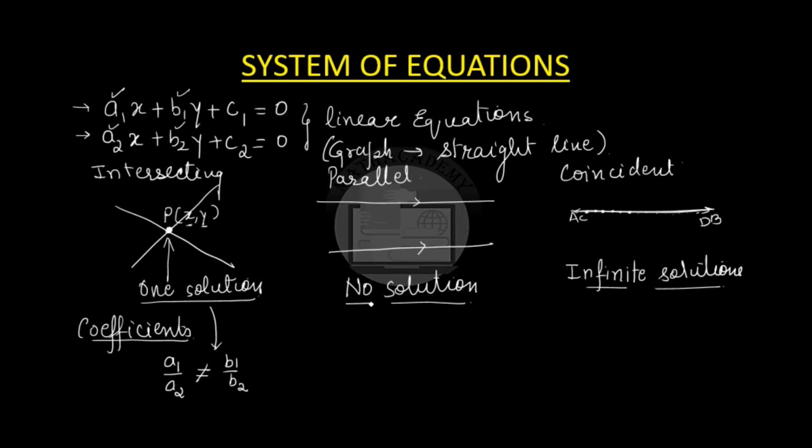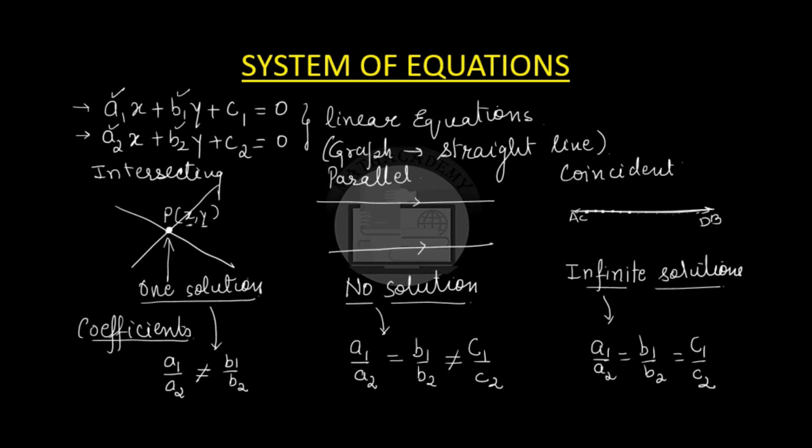No solution: we know that two lines will be parallel when their slopes are equal, but we do not have to find their slopes. We can directly do it with the coefficients. So when a1 over a2 is equal to b1 over b2, but it is not equal to c1 over c2, this is a scenario when the two given lines will be parallel. And coincident lines are when the lines are exactly the same, so the ratio of the coefficients should be the same: a1 over a2 equals b1 over b2 equals c1 over c2. This is the condition when the two lines will be coincident and there will be infinitely many solutions.